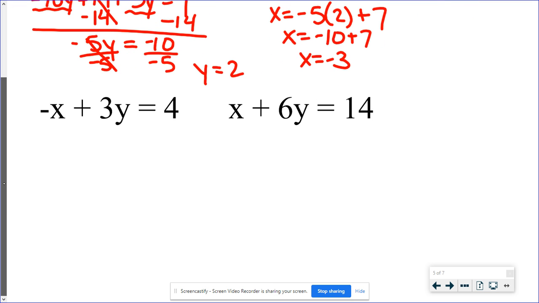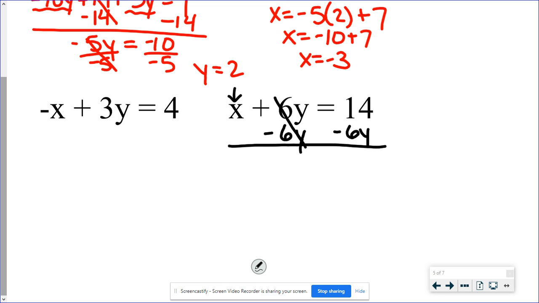In this problem, some people might say, well, either x is fine. And truly it is, but in the first equation, that negative is really a negative 1. I would have to divide by negative 1 there. So instead of doing that, I am going to pick this x and say I'm going to get rid of the 6y by subtracting. X equals negative 6y plus 14. That is the x.